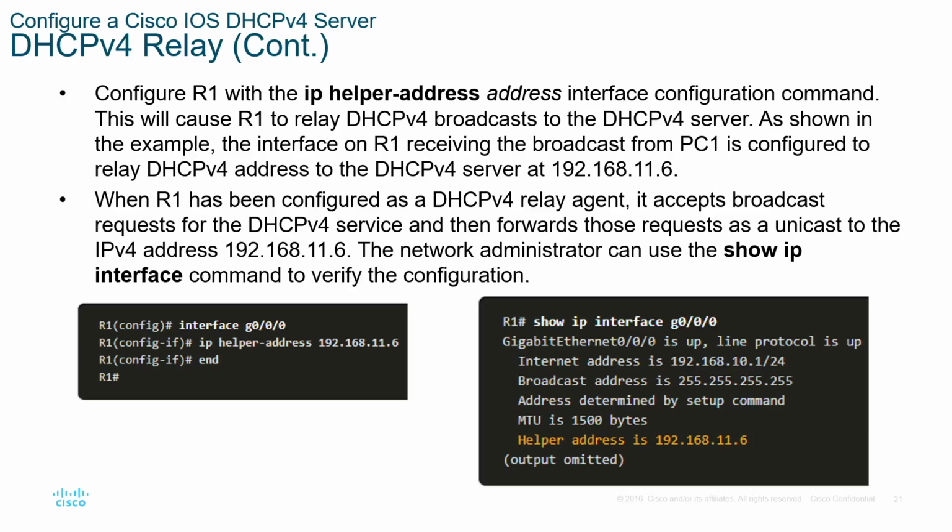Now, please note that this helper address that is specified in the command is actually the IP address of the DHCP server, even though it's in a different network. We can verify that this has been done with the command show ip interface. Specify the interface, and we'll be able to see the helper address that has been configured.